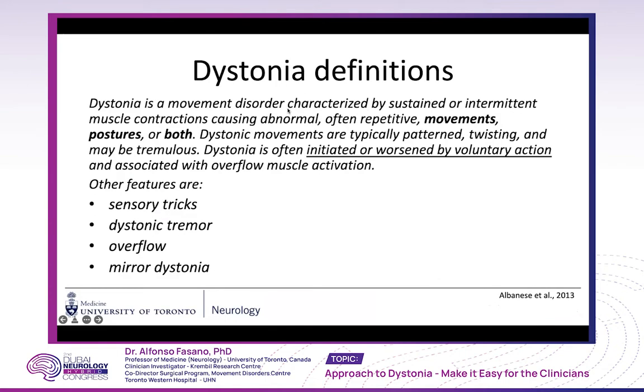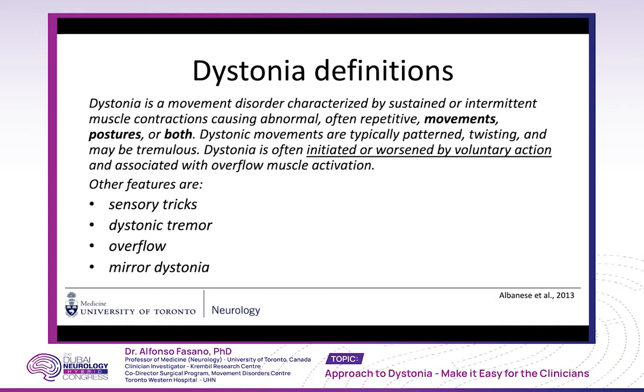Let's start with a classic dystonia definition. This is a new definition that was published in 2013 in the consensus paper by Albanese et al. And I'm going to refer to this paper quite a lot during my presentation. So dystonia is a movement disorder, as we know. It's involuntarily characterized by a combination of dystonic postures or dystonic movements or both, sometimes some tremor. And this can be initiated or even worsened by voluntary actions, as you'll see later.